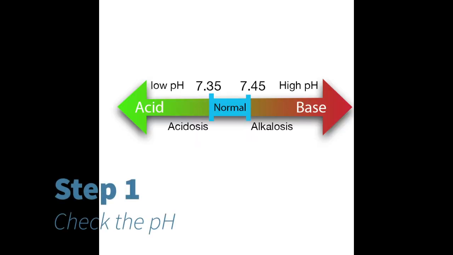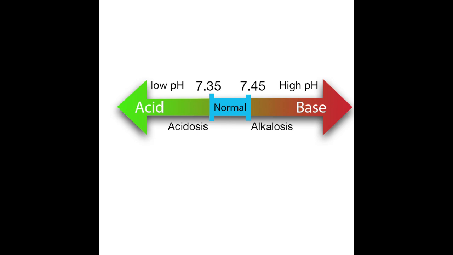Step 1. The first thing you want to check is the pH. With just the pH alone we can tell if the patient has a normal pH or if their blood is too acidic or too alkali. Now you may remember from chemistry lessons in school that a neutral pH is 7. Now the human body is a little bit different in that the normal pH in the human body is 7.35 to 7.45. So if your pH is between 7.35 and 7.45, you have a normal pH.